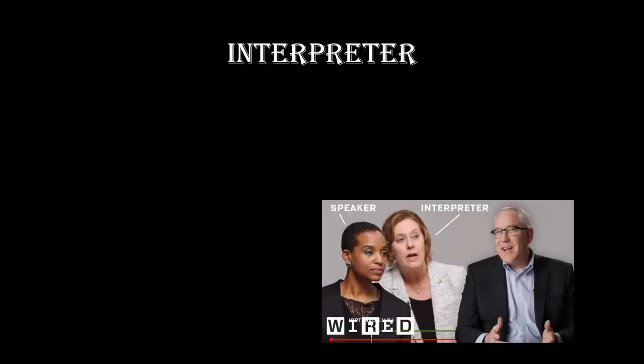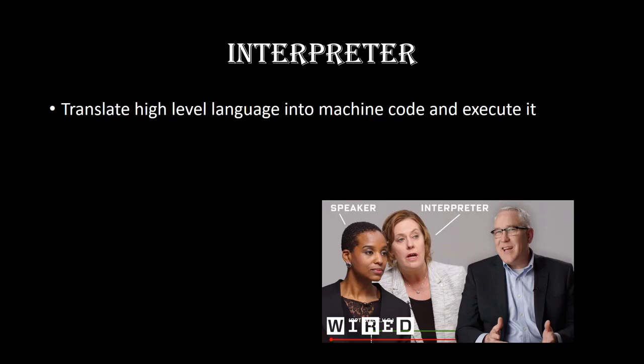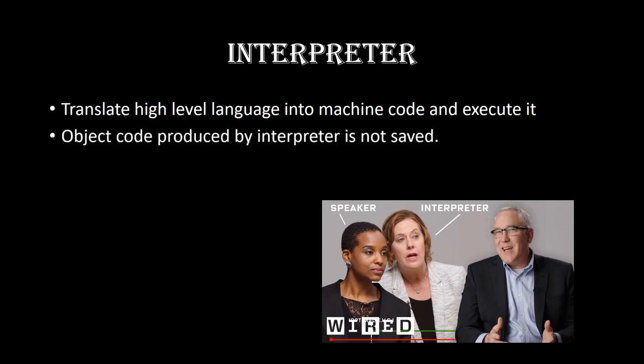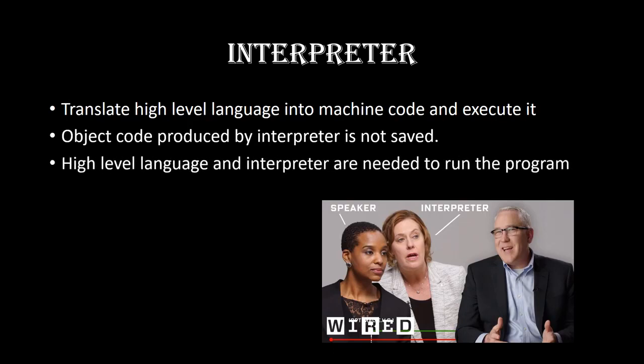The next one is interpreter. Who is the interpreter? He is the translator. Here also the interpreter does the same: it translates the high-level language into machine code and executes it. The object code produced by the interpreter is not saved. This process of line-by-line translation and execution takes place whenever the program is interpreted. Therefore, both the high-level language program and the interpreter are needed to run the program.